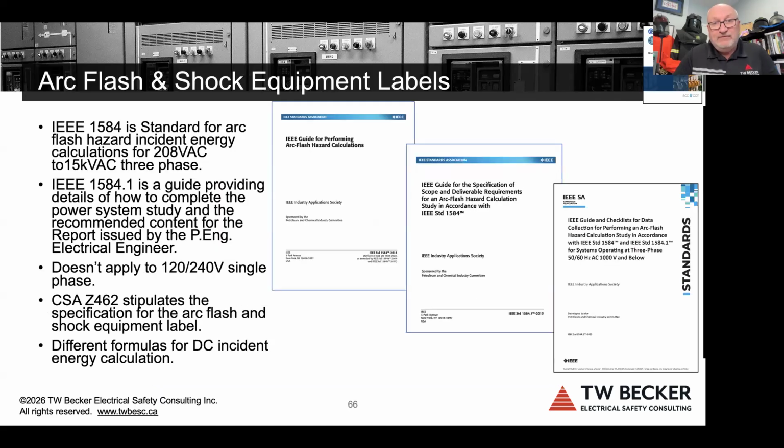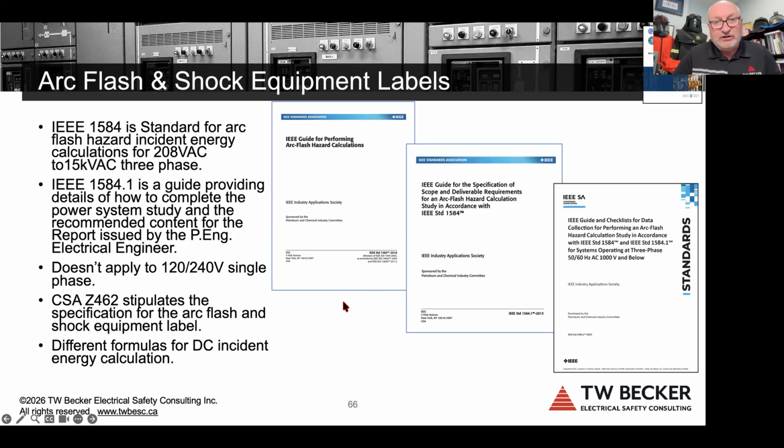Now, IEEE 1584, just a quick comment. We've got 1584. Again, the formulas, we've got 1584.1, how to do an arc flash hazard incident energy analysis study. If you're not aware of it, you should get it. It doesn't cost a lot of money, 1584.1. 1584 is more expensive. And then just published last year is 1584.2, which is a guideline for doing data collection for low voltage equipment less than 1,000 volts, in this case AC, or probably less than or equal to 1,500 volts DC. All right, so there's the key standards.